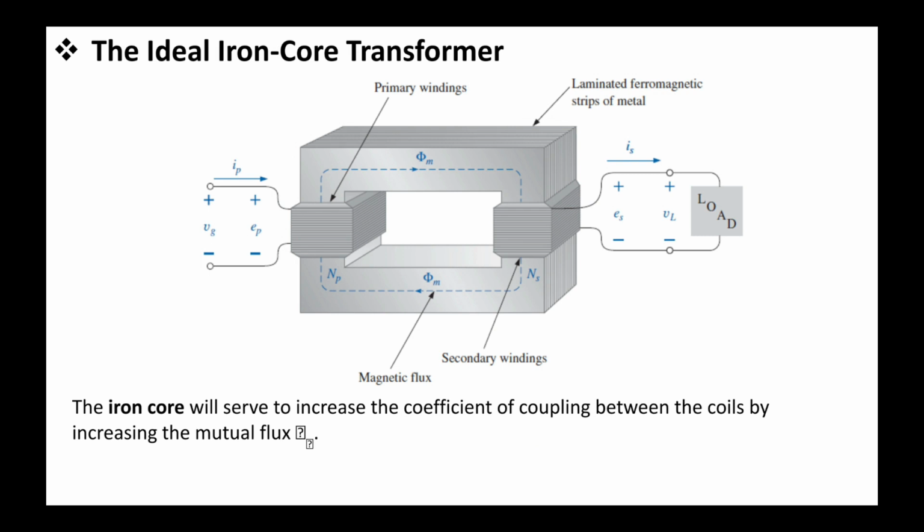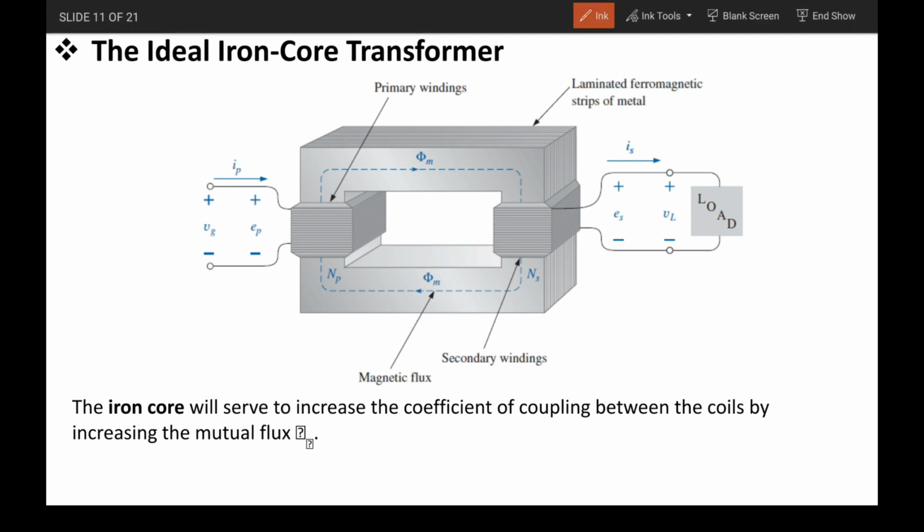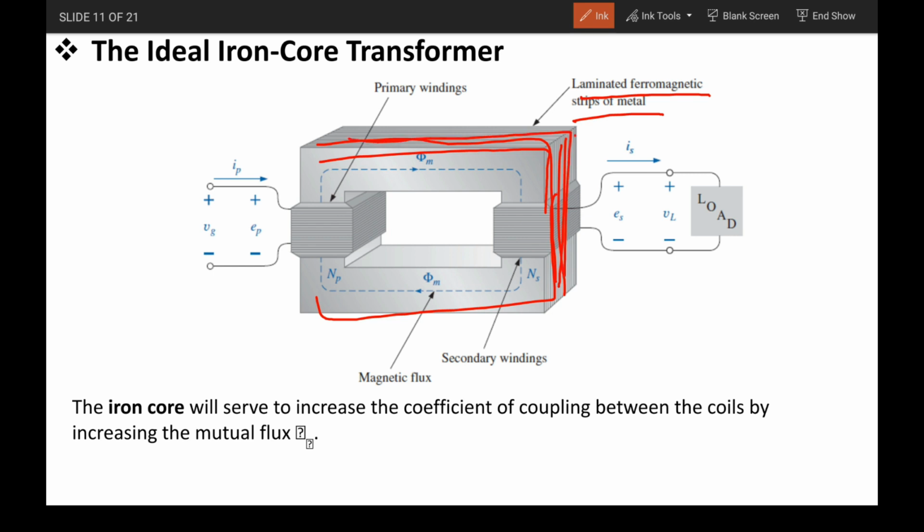Now the ideal iron core transformer. First of all, iron core refers to the core material being constructed from iron. Another important thing is that it is made of laminated ferromagnetic strips. That means there are multiple sheets combined together. There is a particular reason behind this.